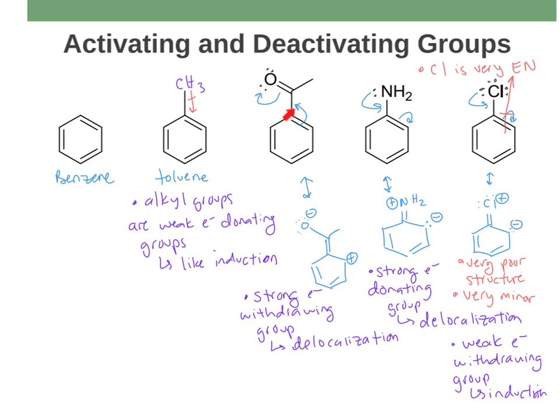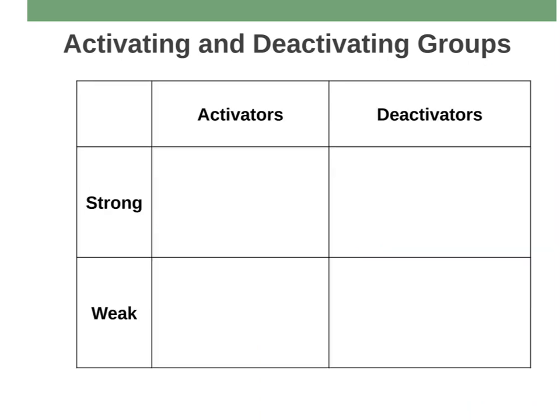Now what we're going to do in the next page is show you a table where we're going to categorize these, so we don't have to do this for every single group we see. We just want to be able to generally categorize them. So I got this table of my activators and my deactivators, and I've divided them between strong and weak. Now, you may find books that have medium or moderate activating groups, but we're just gonna put it into two camps: activators, deactivators, strong, weak. We're not gonna deal with this middling stuff.